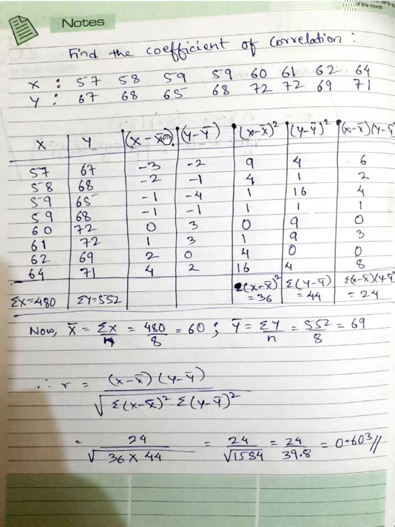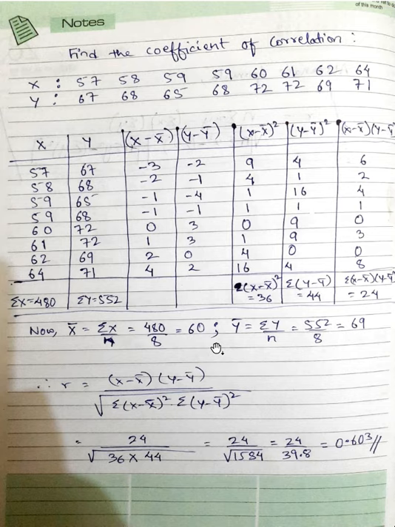Now to find summation x minus x bar into y minus y bar, we multiply x minus x bar into y minus y bar. So minus 3 into minus 2, 6, minus 2 into minus 1, 2, minus 1 into minus 4, 4, minus 1 into 1, minus 1, 0 into 3, 0, 1 into 3, 3, 2 into 0, 0 and 4 into 2, 8. We add all this up, we get summation x minus x bar into y minus y bar. So you add all this up, you will get 24.